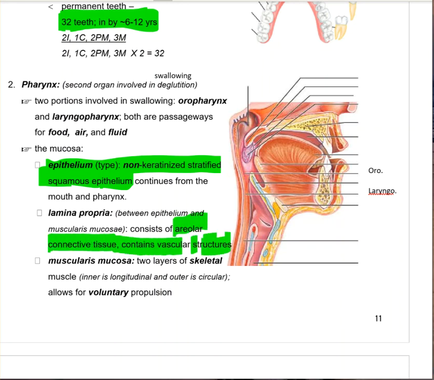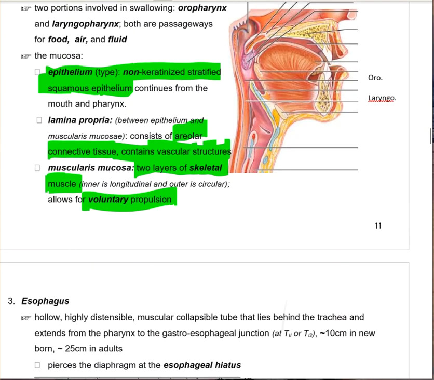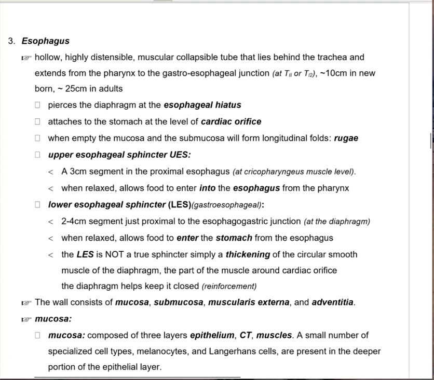and lots of vascular structures. The muscularis mucosa is going to be skeletal muscle here. We mentioned this last time, okay? And it allows for voluntary propulsion. So our pharynx we have control over, in both of those two areas. Then we get to the esophagus. Once we start to swallow the food, we're going to have it enter the esophagus.